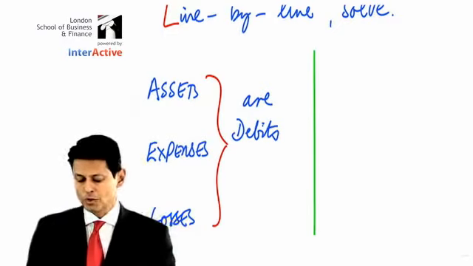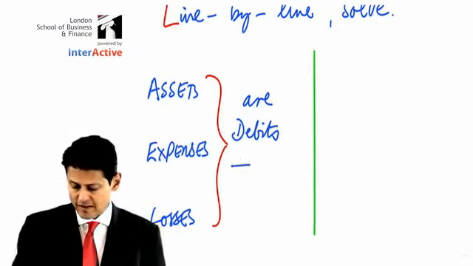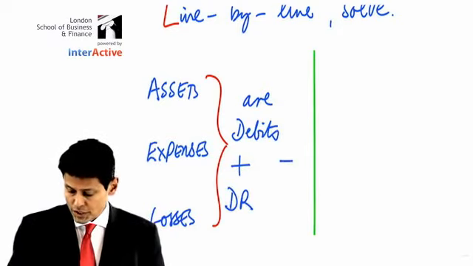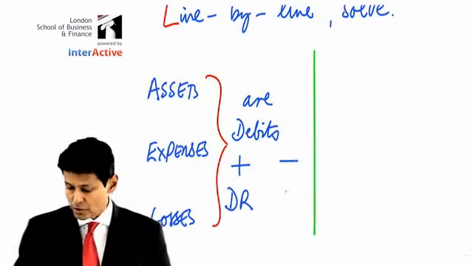If you want to increase a debit, you must further debit it. Instead, if you want to reduce a debit, what do you do? You credit it.